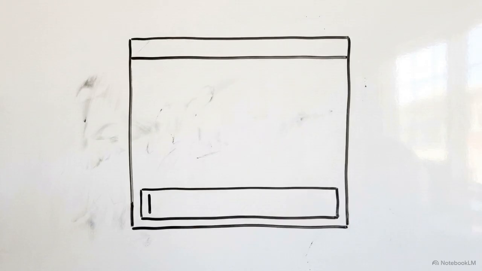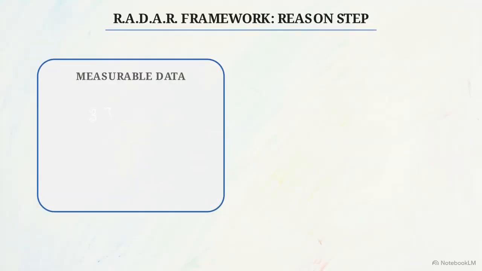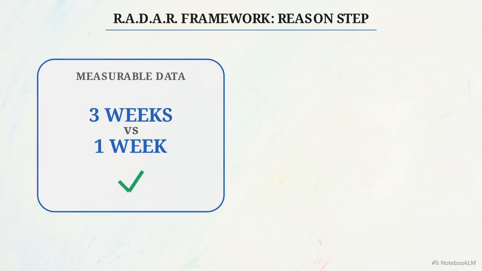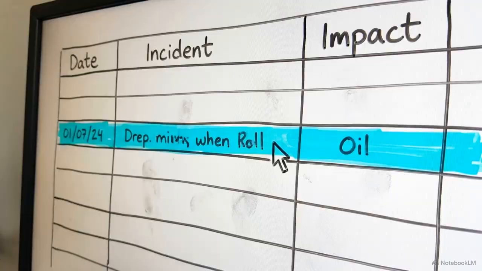Step 1. In your chat window, type out a brief description of the recurring problem and list your 3 to 5 specific examples right below it. Make sure your examples include exact context. Onboarding took 3 weeks instead of 1 is data. Onboarding is too slow is a vague complaint. The AI requires specific data to work with.